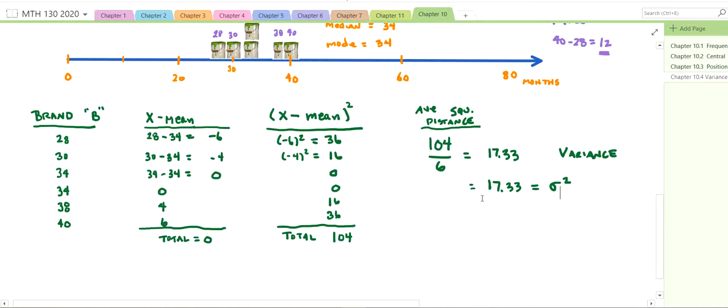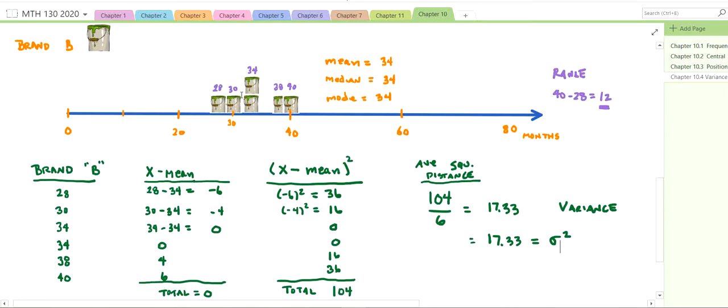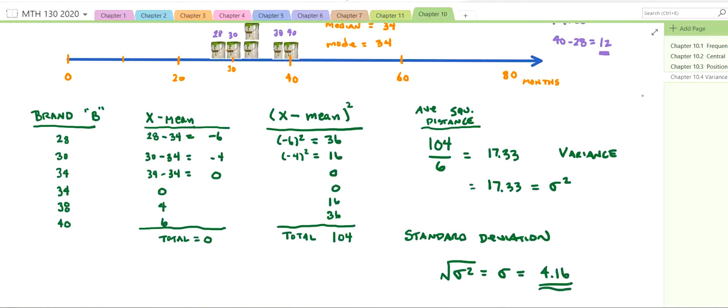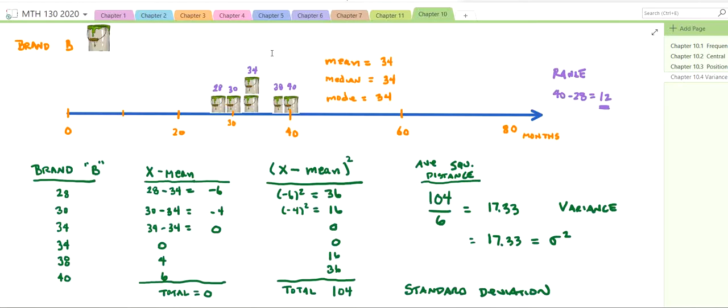Now, since this is a squared term, we want this term on the same order as our monthly terms. So we define standard deviation then as just taking the square root of the variance. So the standard deviation is just sigma. And that equals 4.16. So for brand B, the standard deviation is 4.16 months. So that's like 4.16 on either side of our mean of 34. One standard deviation, 4.16 on either side of 34 months.